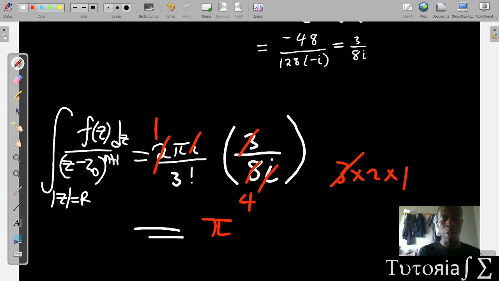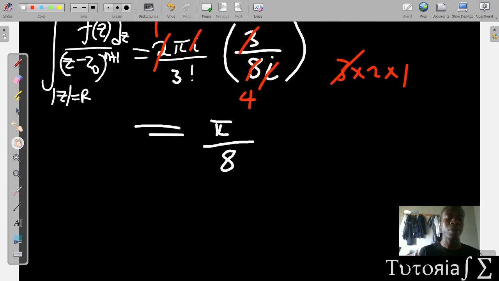So the final answer will be pi. Use the white pen. So our final answer will be pi all over 2 times 4, that will be 8. So that will be our final answer. All right. So this and that would remain with 4. The i and the i will go. Then these 3 and the 3 from the 3 factorial will remain with 3. Then 2 times 4, that would be 8. And that is our final answer.